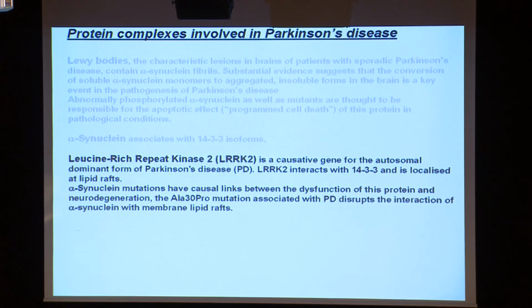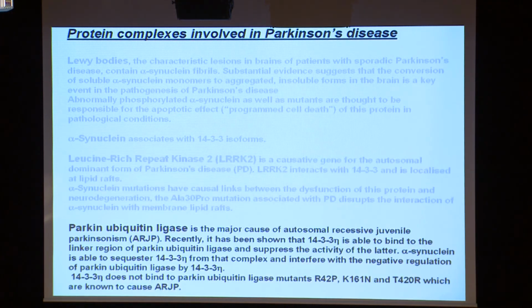And alpha-synuclein mutations are also linked to this, because there are mutations in alpha-synuclein which disrupt the interaction of alpha-synuclein with these membrane rafts, and LRRK2 can also cause this abnormal phosphorylation of alpha-synuclein. And another protein called Parkin, a ubiquitin ligase, is a major cause of autosomal recessive juvenile Parkinsonism, and the 14-3-3 eta isoform can bind to this ligase and suppress its activity.